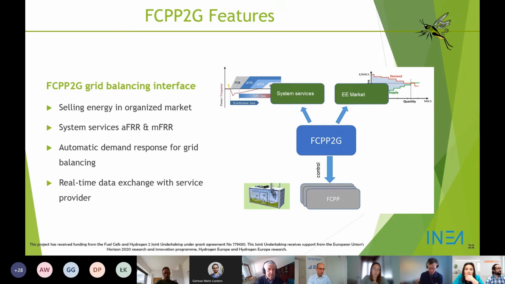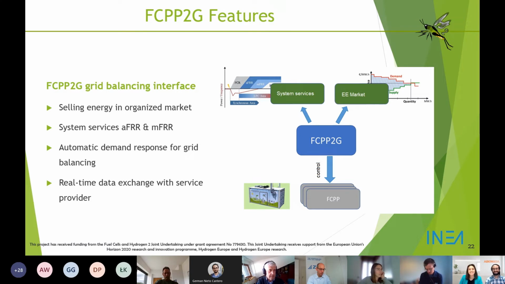Good morning, everybody. Thank you very much for the introduction. And well, I will shortly explain what was the aim of INEA to integrate the fuel cell system into the grid. So nowadays, the grid is more and more translated into the so-called smart grid system.